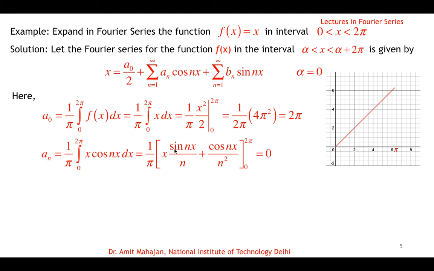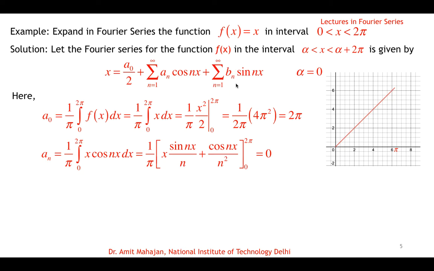Then we substitute the upper limit minus lower limit. When we substitute 2 pi, sine of 2n pi is 0, and we put lower limit 0 here, since sine 0 is 0, this first term is 0 for both limits. And for the upper limit cos 2n pi is 1, minus cos 0 is also 1, so 1 minus 1, so this term is also 0. So a n terms are 0 here.